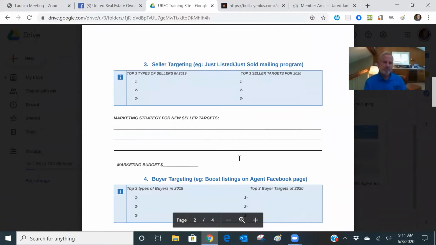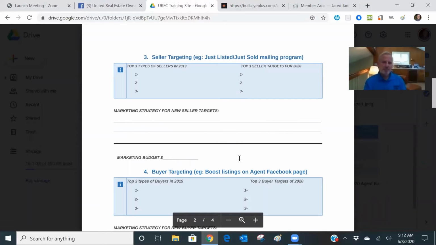And moving down, this is getting more specific: seller targeting, just listed, just sold mailing program, as an example, which is through the automated marketing through Bullseye, the new system where you can set up your system on auto, meaning when you take a listing, it'll automatically send out 50 postcards to neighboring houses to your listing, which is a pretty cool program. I think the 50 for the smallest postcard, which is either a 3x5 or a 4x6, is about $35, which is a small investment.